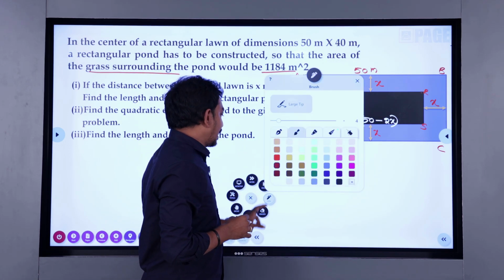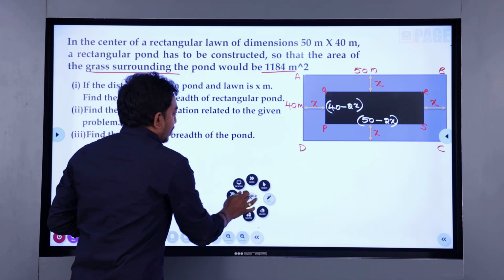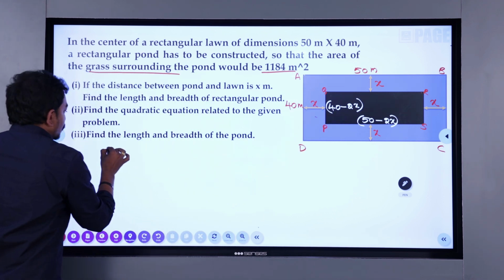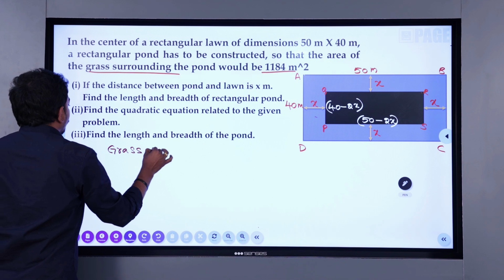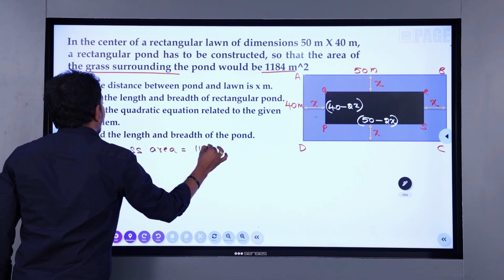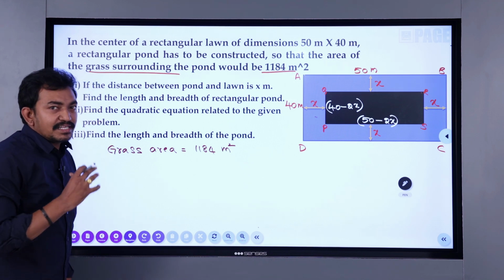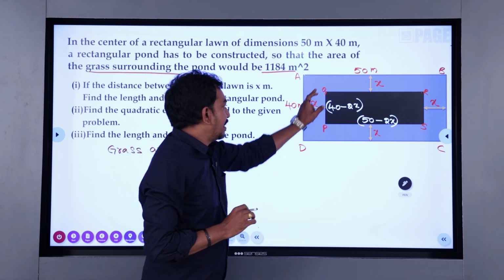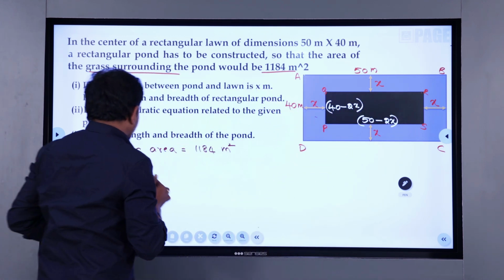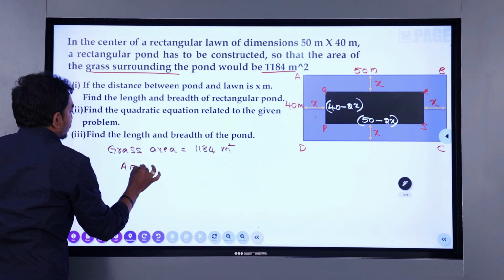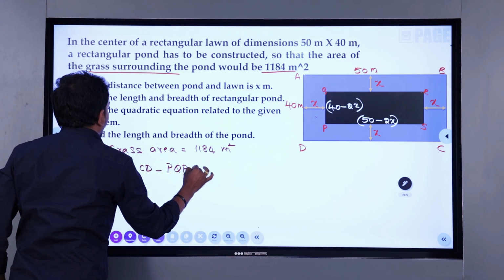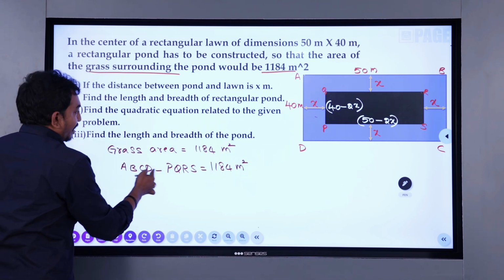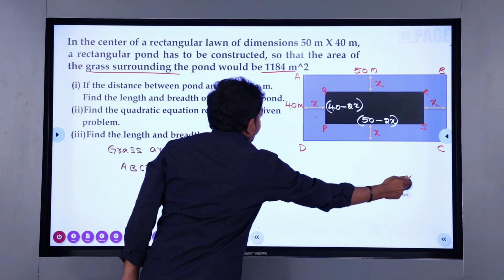Now let's find an expression for it, so that we can factorize it and get the factors. If you want the grass area, the grass area is given as 1184 square meters. How do you get this grass area? It is the area of ABCD, our rectangular lawn, minus the area of PQRS, our pond. So if you subtract the area of PQRS from the area of ABCD, we have to get 1184 square meters. What is the area of a rectangle? Length into breadth, right?